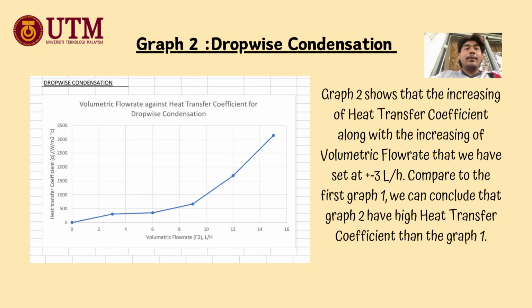For the next graph, we have Graph 2, dropwise condensation. For the graph of dropwise condensation, we use the volumetric flow rate against heat transfer coefficient for dropwise condensation. From Graph 2, we can see that the heat transfer coefficient increases along with the increase of the volumetric flow rate that we have set at plus or minus 3 liters per hour. Compared to Graph 1, we can conclude that Graph 2 has a higher heat transfer coefficient than Graph 1.